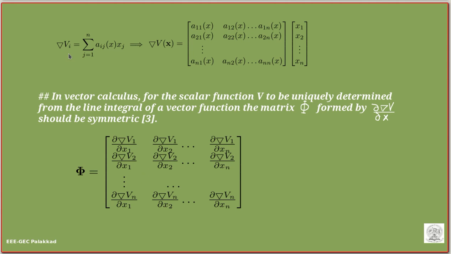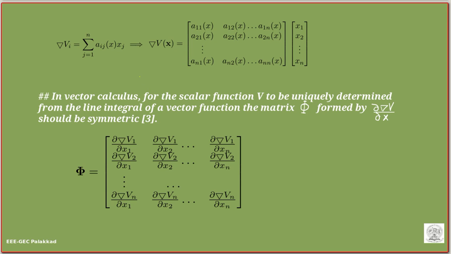Let us arbitrarily choose the function del v of x. Each row can be defined as aij of x into xj. So I write it as a11 into x1 plus a12 into x2 and so on up to a1n into xn. So we have arbitrarily chosen n by n coefficients, a matrix, and we have to find all these coefficients if it is an nth order system.